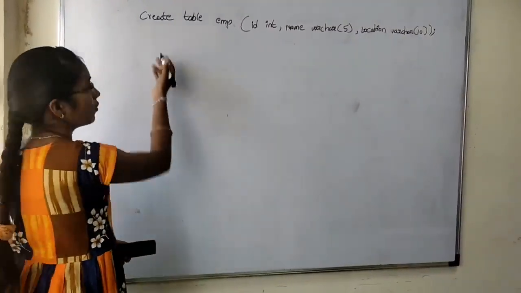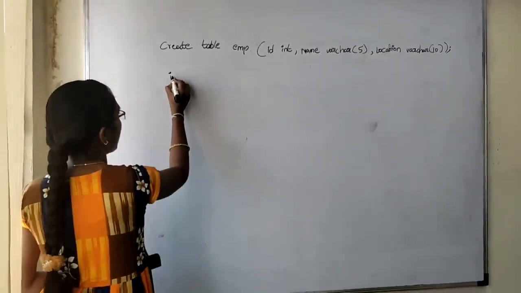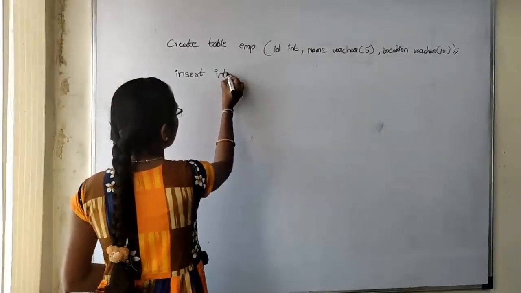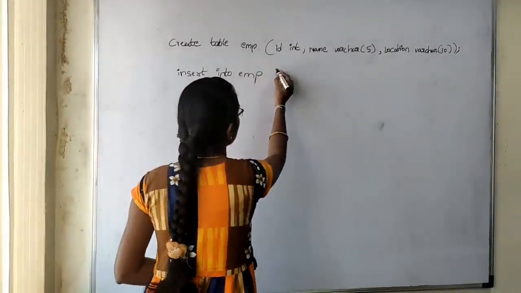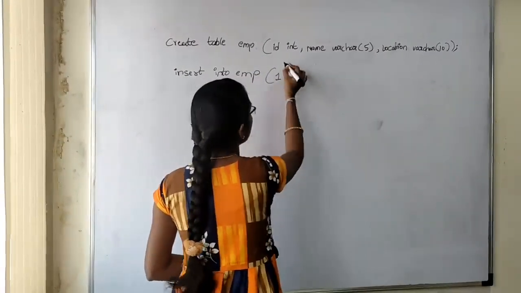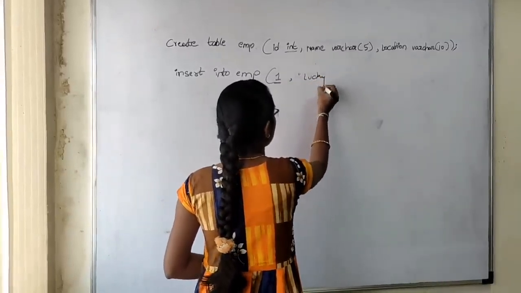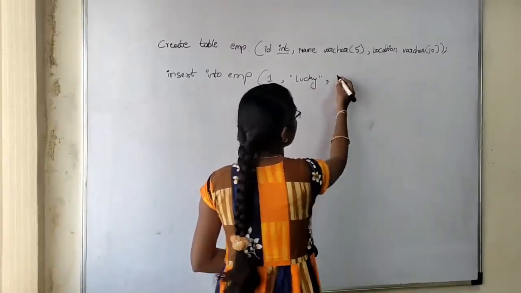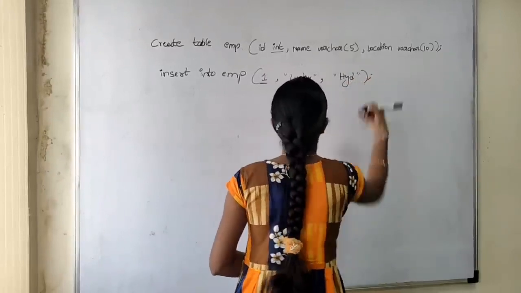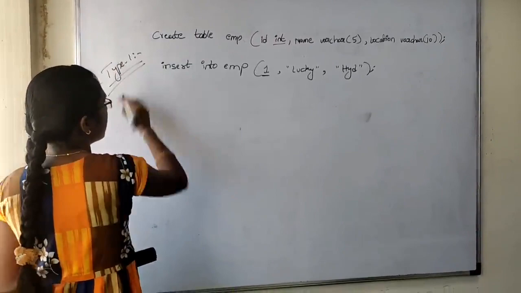Now we are creating a table here, and next we can insert values into the table. So insert into employee, like ID. ID is 1, an integer data type, and the name is Lucky, and we can give the location as HYD. So this is type 1 to insert values into the table.